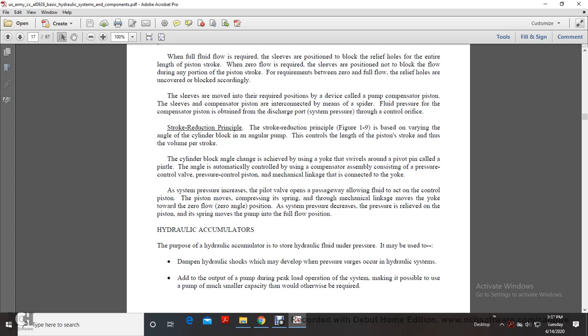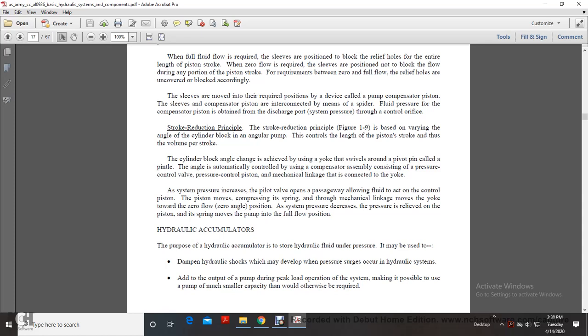Stroke reduction principle. The stroke reduction principle in Figure 1.9 is based on varying the angle of the cylinder block in an angular pump. This controls the length of the piston stroke, and thus the volume per stroke. The cylinder block angle change is achieved by using the yoke, which swivels around the pivot pin, called the pintle. The angle is automatically controlled by the compensator assembly, consisting of the pressure control valve, pressure control piston, and mechanical linkage connected to the yoke.